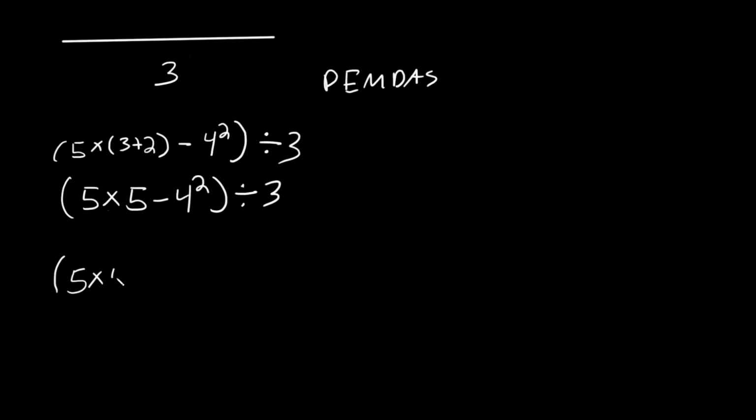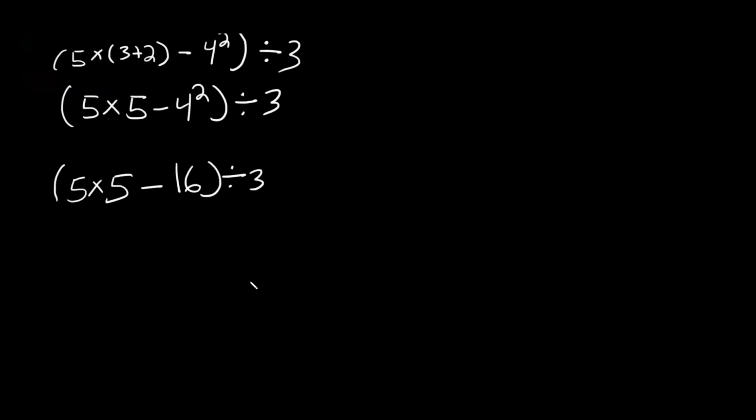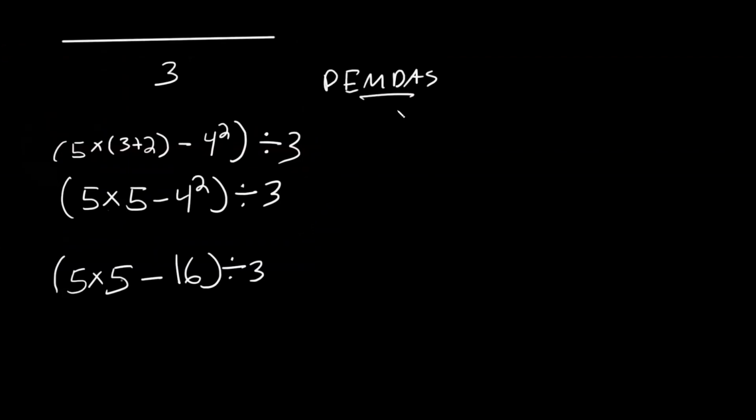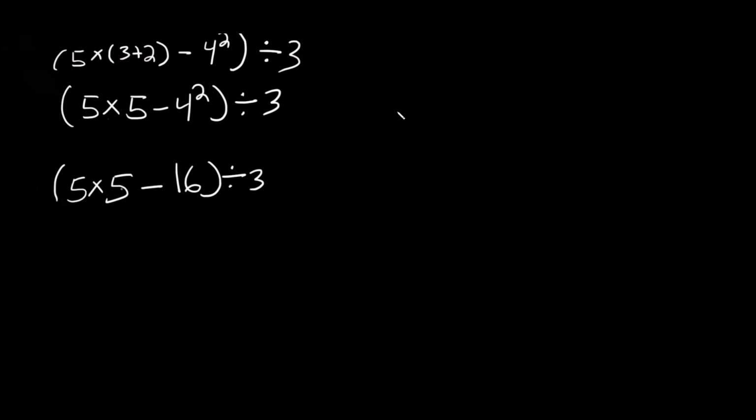So this is going to be 5 times 5 minus 4 squared. And then 4 squared is going to be 4 times 4, which is going to be the same thing as 16. This is just 16. We're still dividing by all this out here, the 3. And then we have multiplication and division next. And there is a 5 times 5. So this is going to be 5 times 5 is 25. And we're still subtracting 16 and dividing all of that by 3.